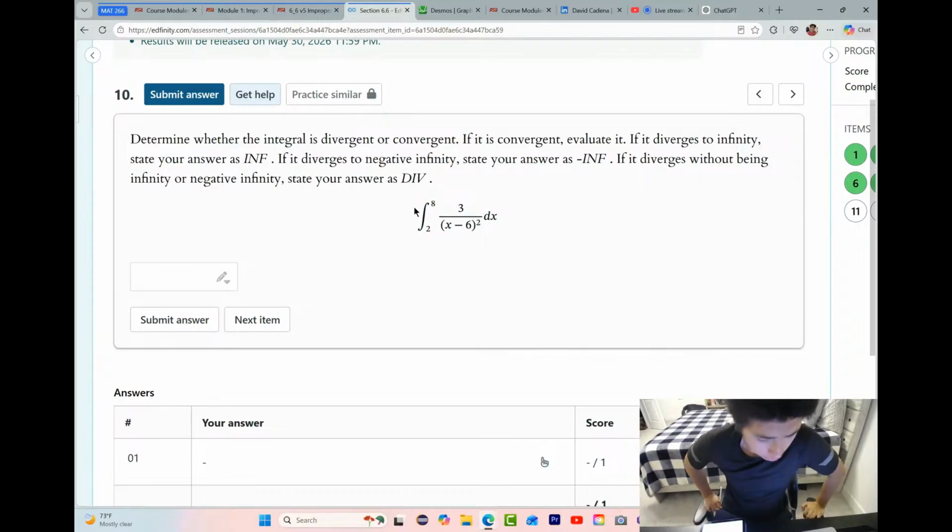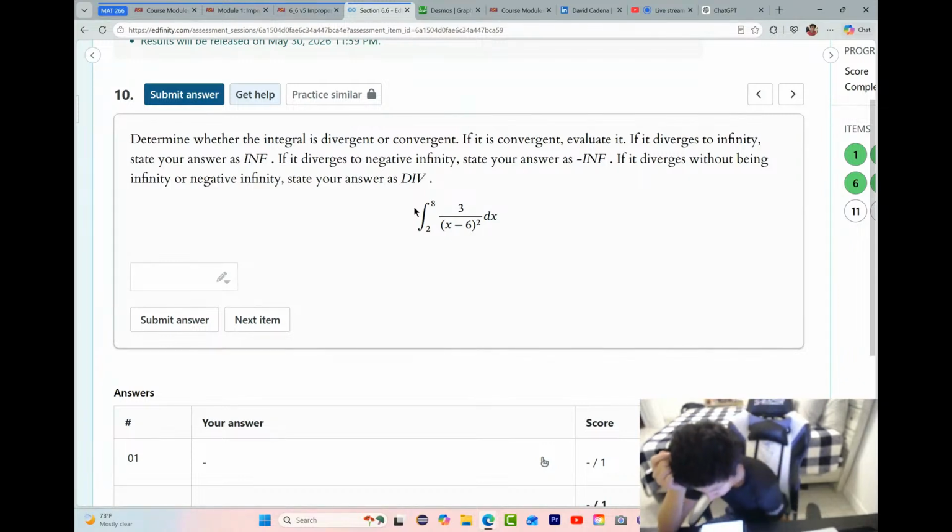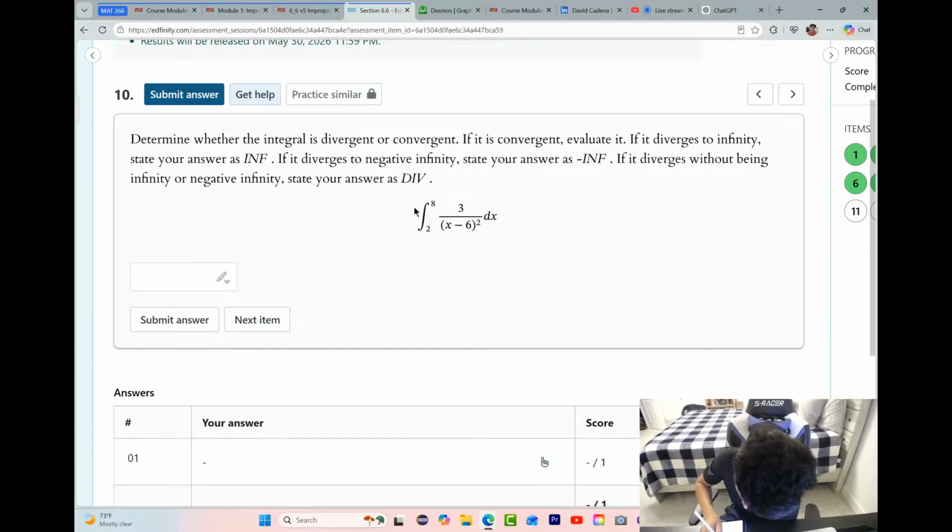Let's see. So how do I, yeah, I can do like the system of equations thing. So we have, okay, let's see. So AX, well, that's equal to 0, right?